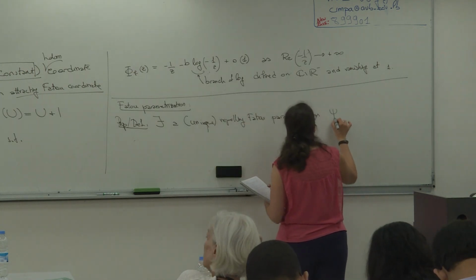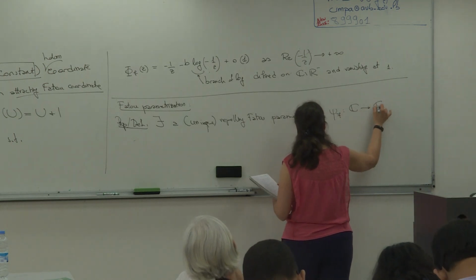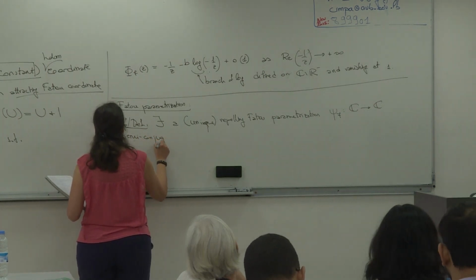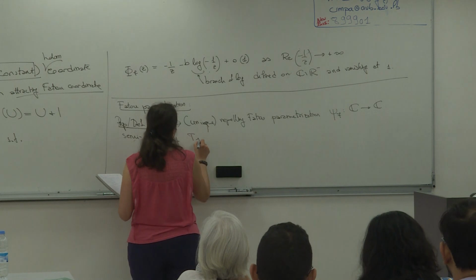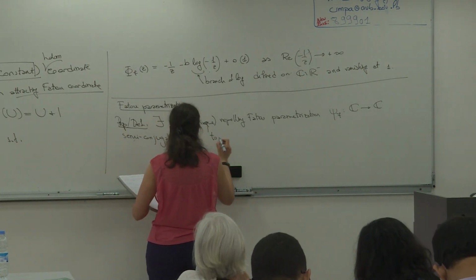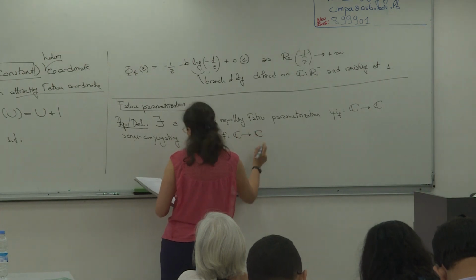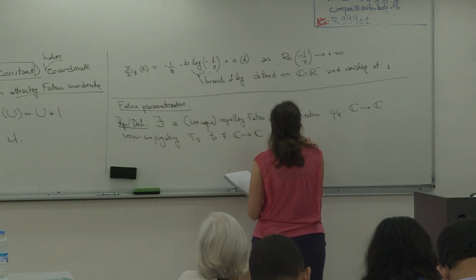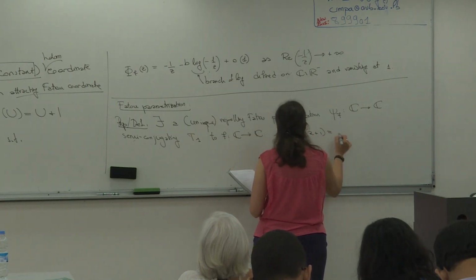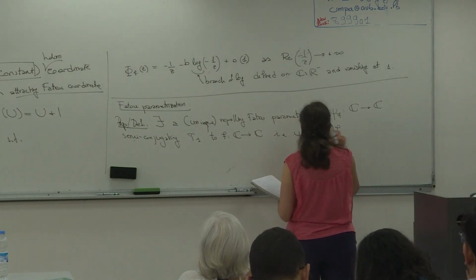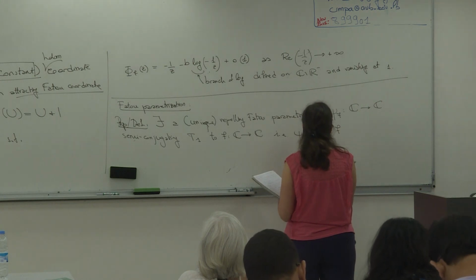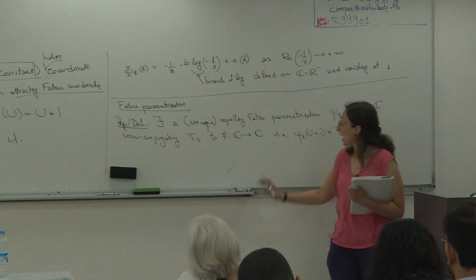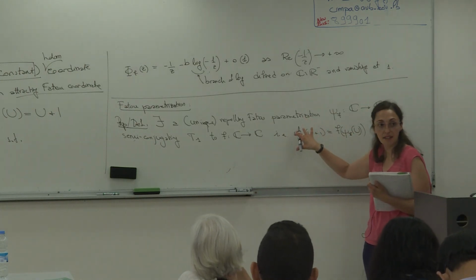All right, that I'm going to call psi of f from C to C, semi-conjugating the translation by 1 to f, which means that I will have that psi of f of u plus 1 is going to be equal to f of psi of f of u. All right? So now, this time, the translation by 1 is inside the variable.